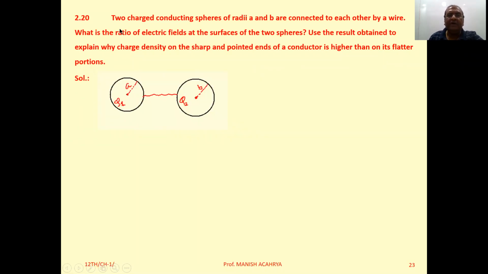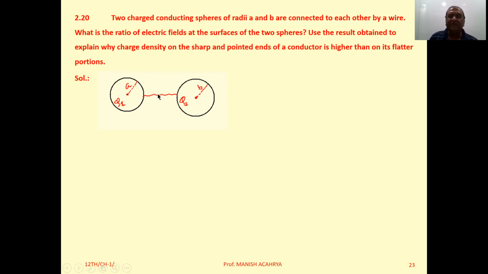Now see here. When two charged conducting spheres of radii A and B are connected by a conducting wire, the distribution of charge will take place between those two spheres. The charge will be transferred from the sphere which is at high potential to the sphere which is at low potential. This process will continue till the potential at the surface of both the spheres becomes equal.